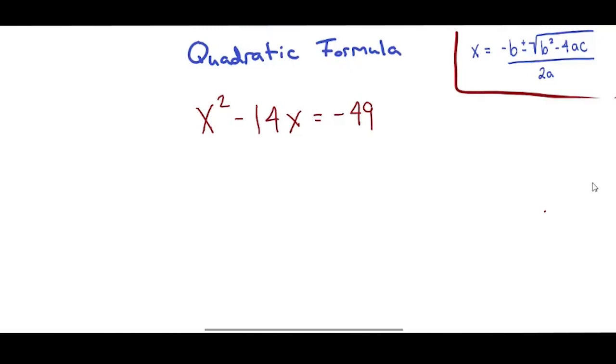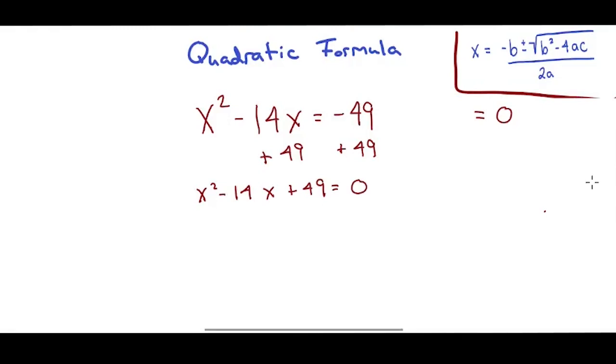So let's say we have a situation like this where I have x squared minus 14x equals negative 49. Well, we want to make sure that when we solve these functions for x, it's equal to 0. Well, right here I have it is equal to negative 49. So what I'll do is add 49 to both sides. And I'll rewrite it as x squared minus 14x plus 49 equals 0.